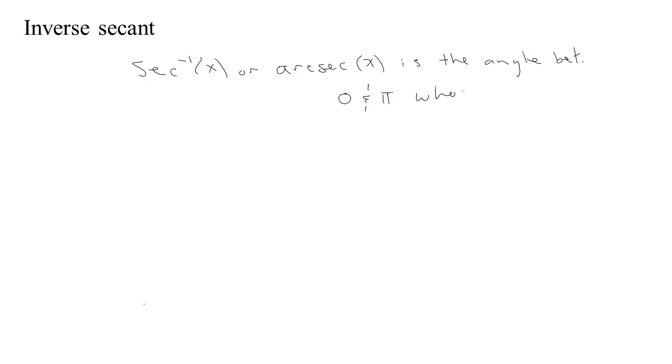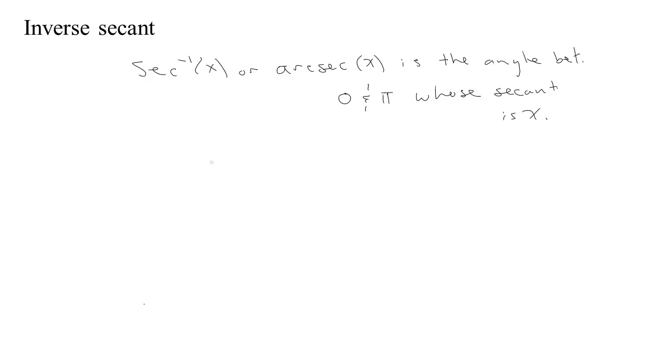So that means that the secant inverse, or the arcsecant of a number, is the angle between 0 and pi whose secant is the given number x. So you're just trying to find the angle so that when you take the secant of that angle, you get the given number x.